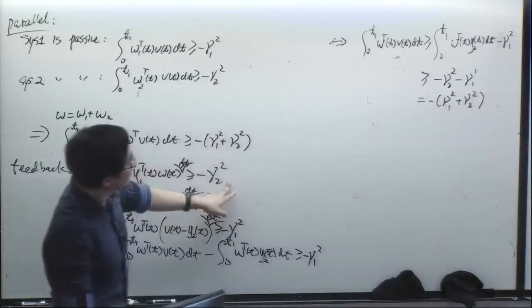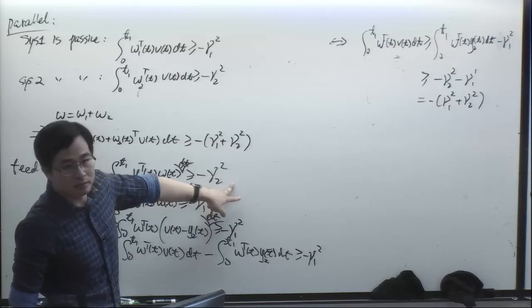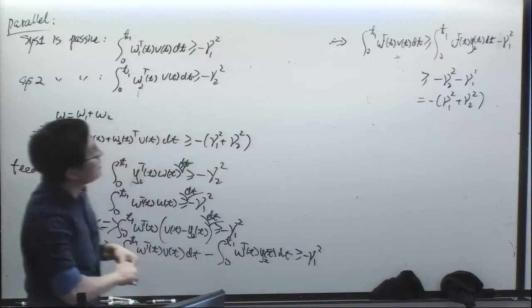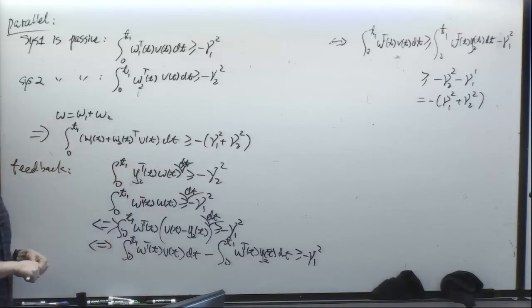Right. And that's the whole system, because W and V are our input and output. Okay. Everyone agrees? Okay.